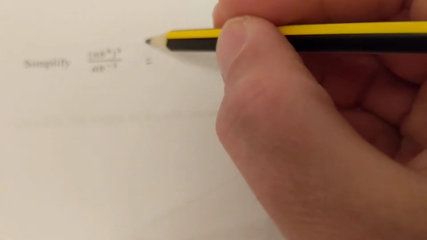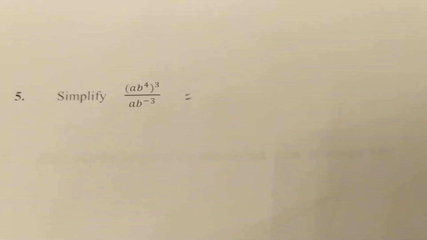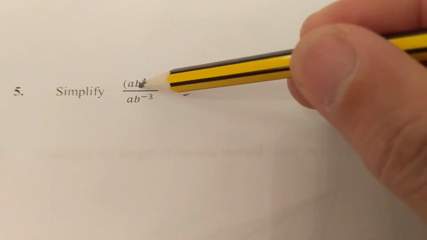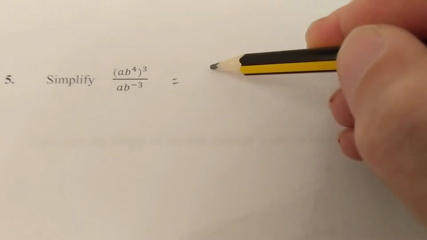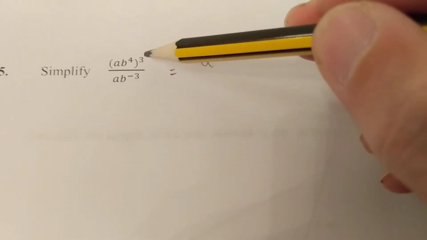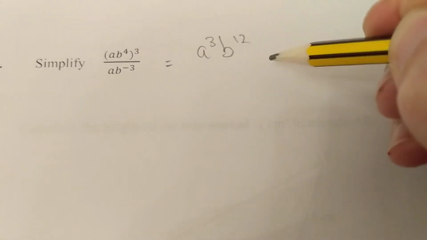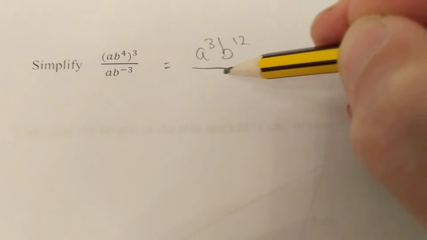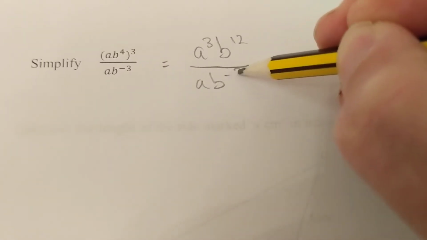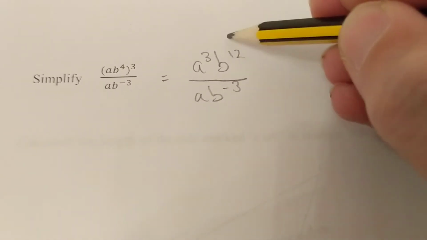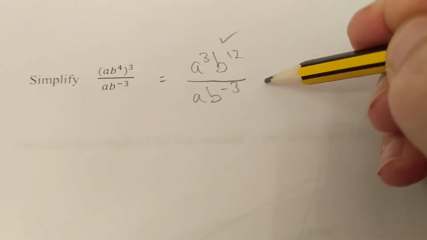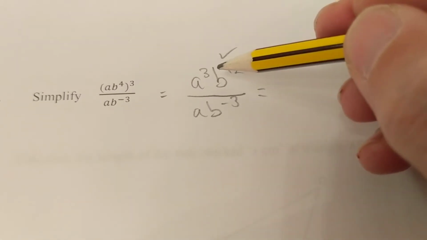Question 5. Question 5 caused quite a lot of bother. If a bracket's getting powered, each of the things in that bracket are getting powered. So that A inside is getting powered to 3, and the B to the power of 4 is getting powered to 3. And when a power gets powered, the powers multiply. And the bottom line, just keep that the same now. So the first mark was for A cubed, B to the power of 12. Some people missed that power of 3.